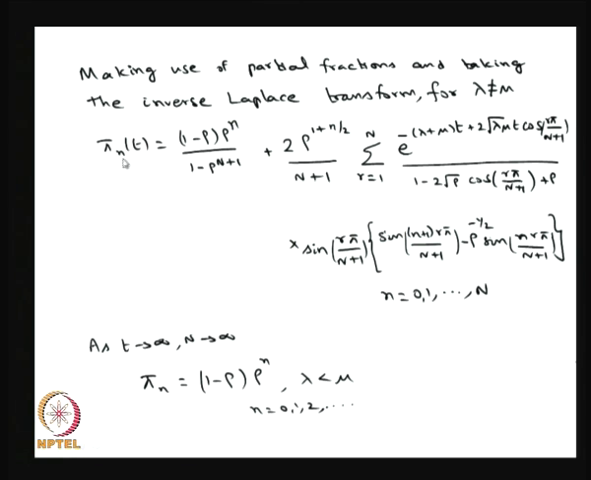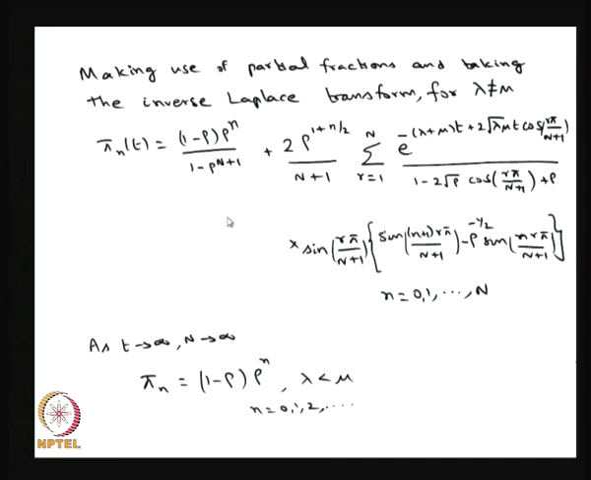for the MM1N model. If you also make n tend to infinity along with t tending to infinity, you will have pi n's, that is the steady state probability for the MM1 infinity model.